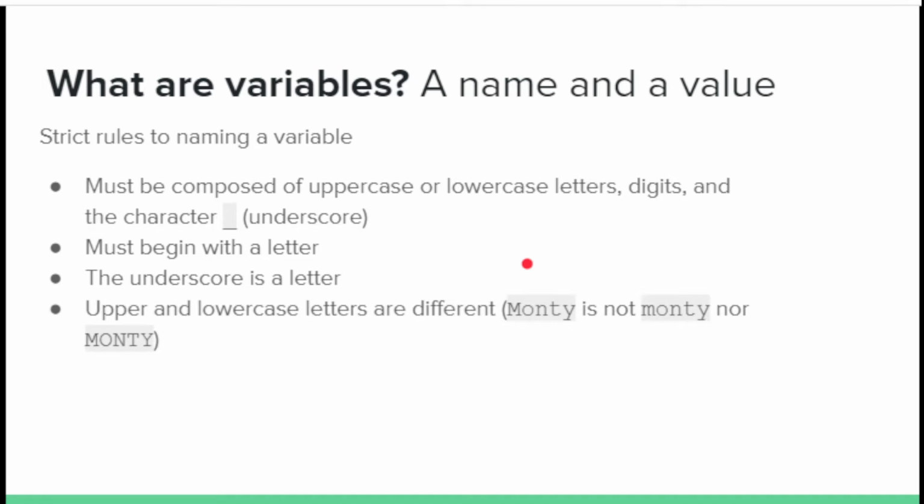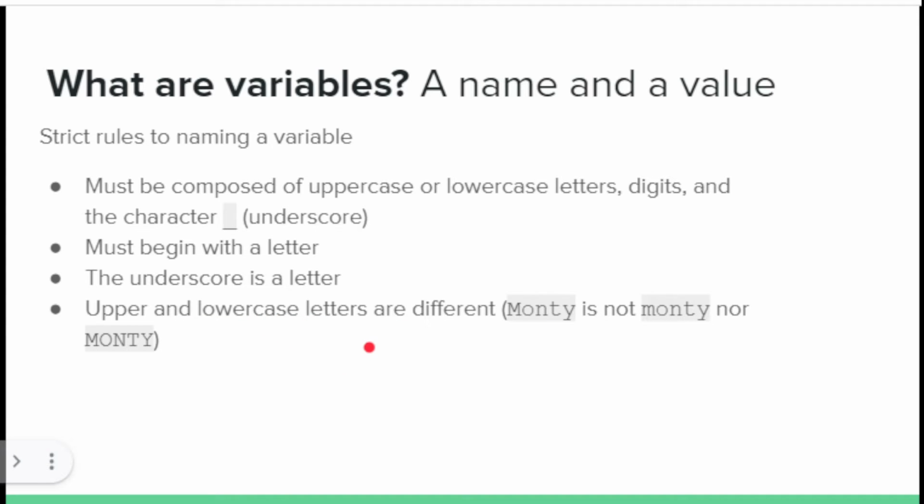While Python allows you to use uppercase and lowercase, please note that the uppercase and the lowercase are different. If you have something like Monty Python, where the first Monty has a capital M, and this one has a lowercase m, they are not the same. And we have this other one as all capital. They are not the same. These three variables are not the same.